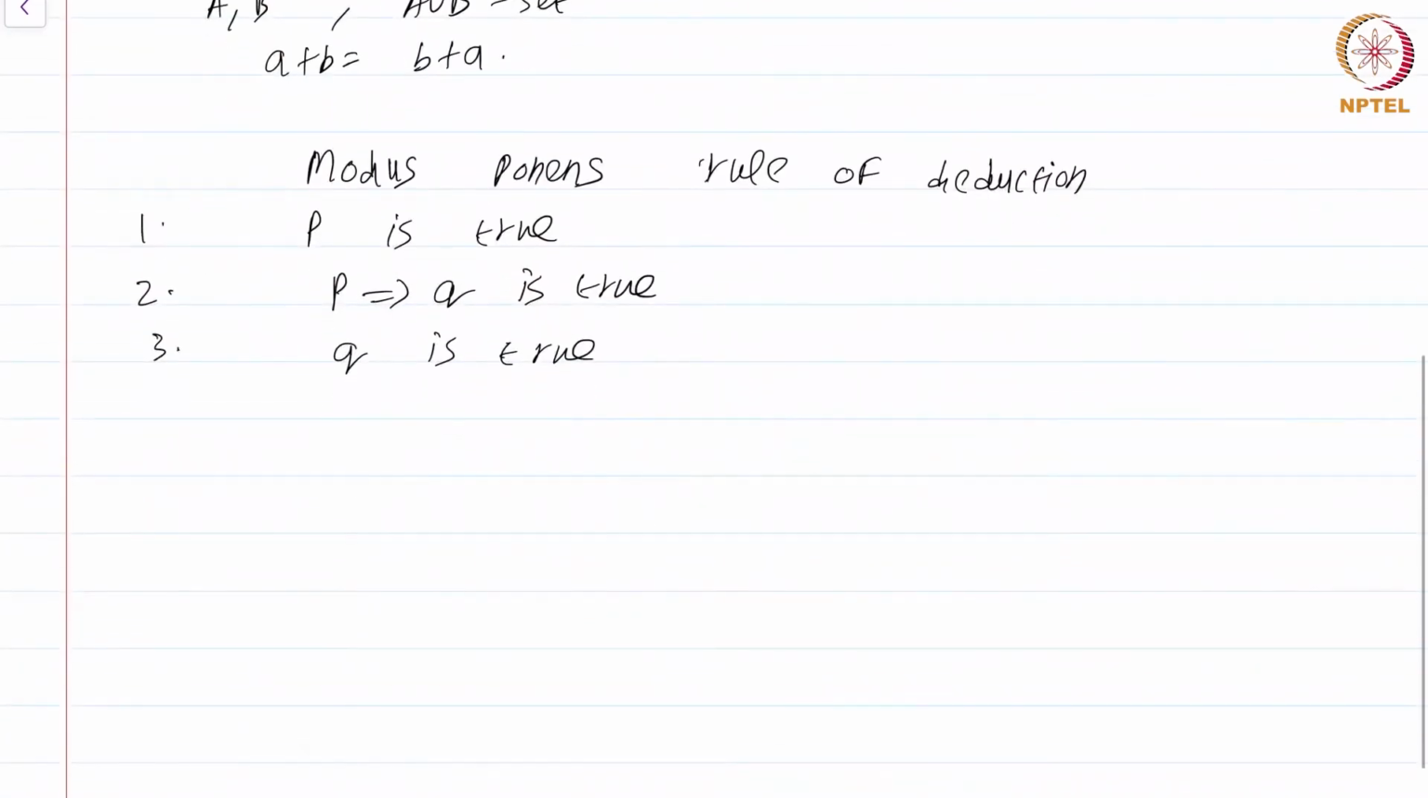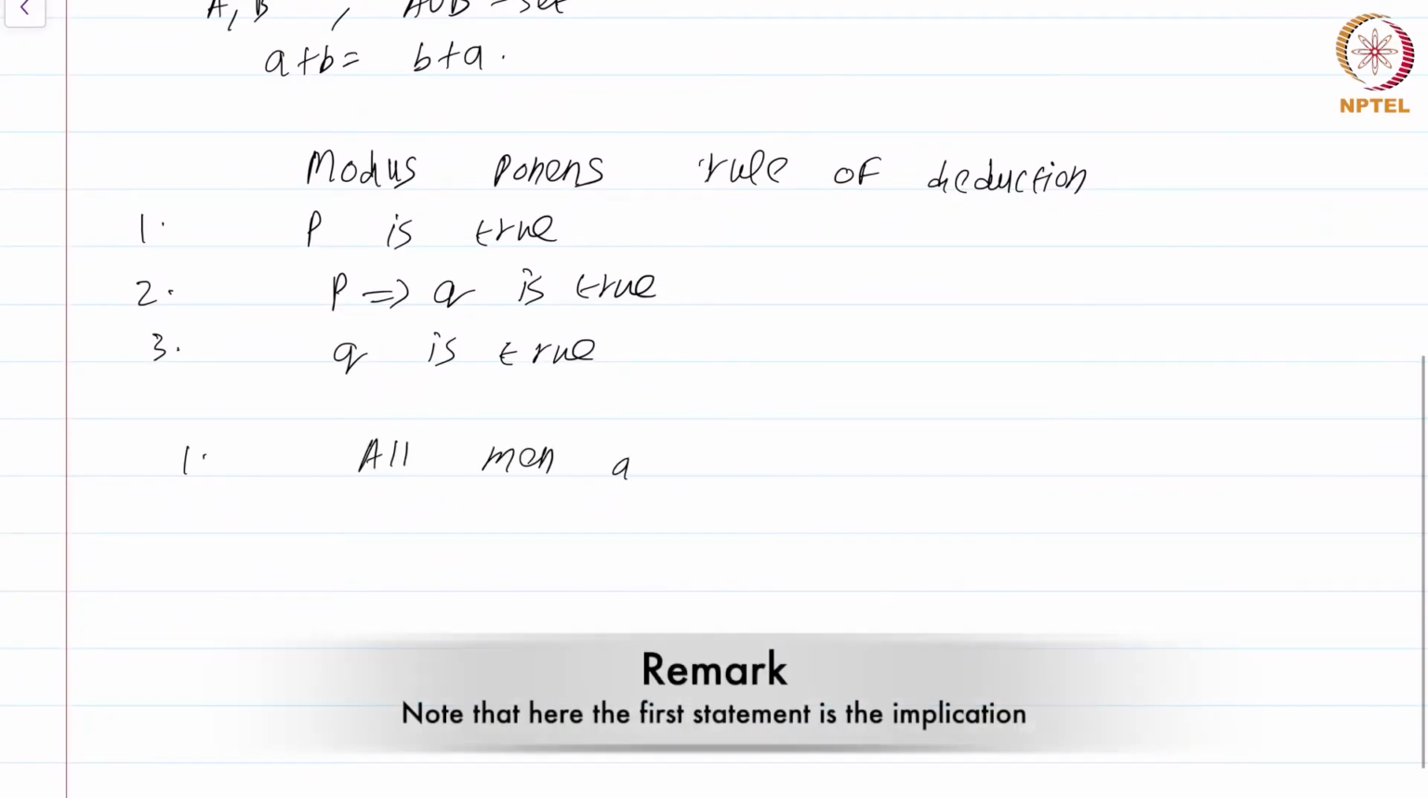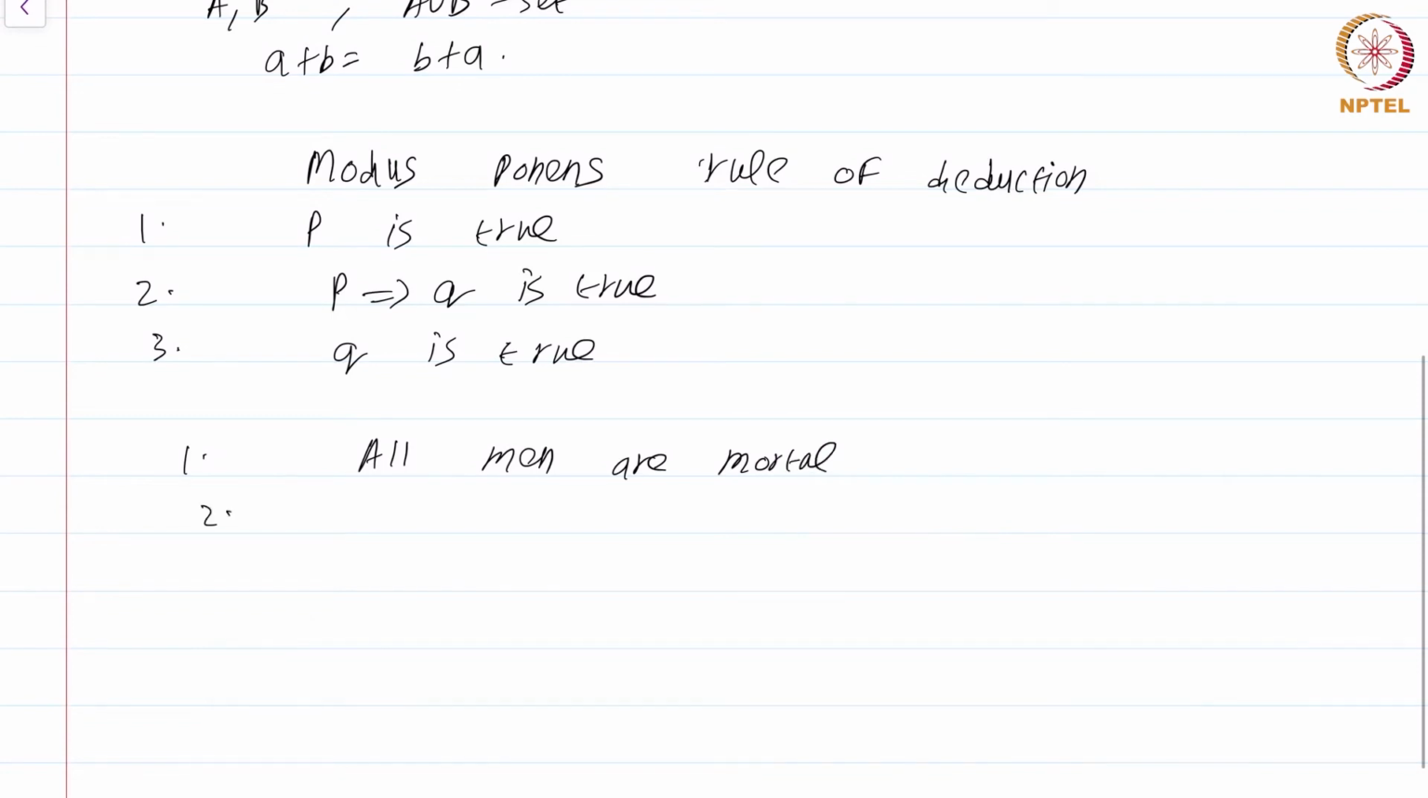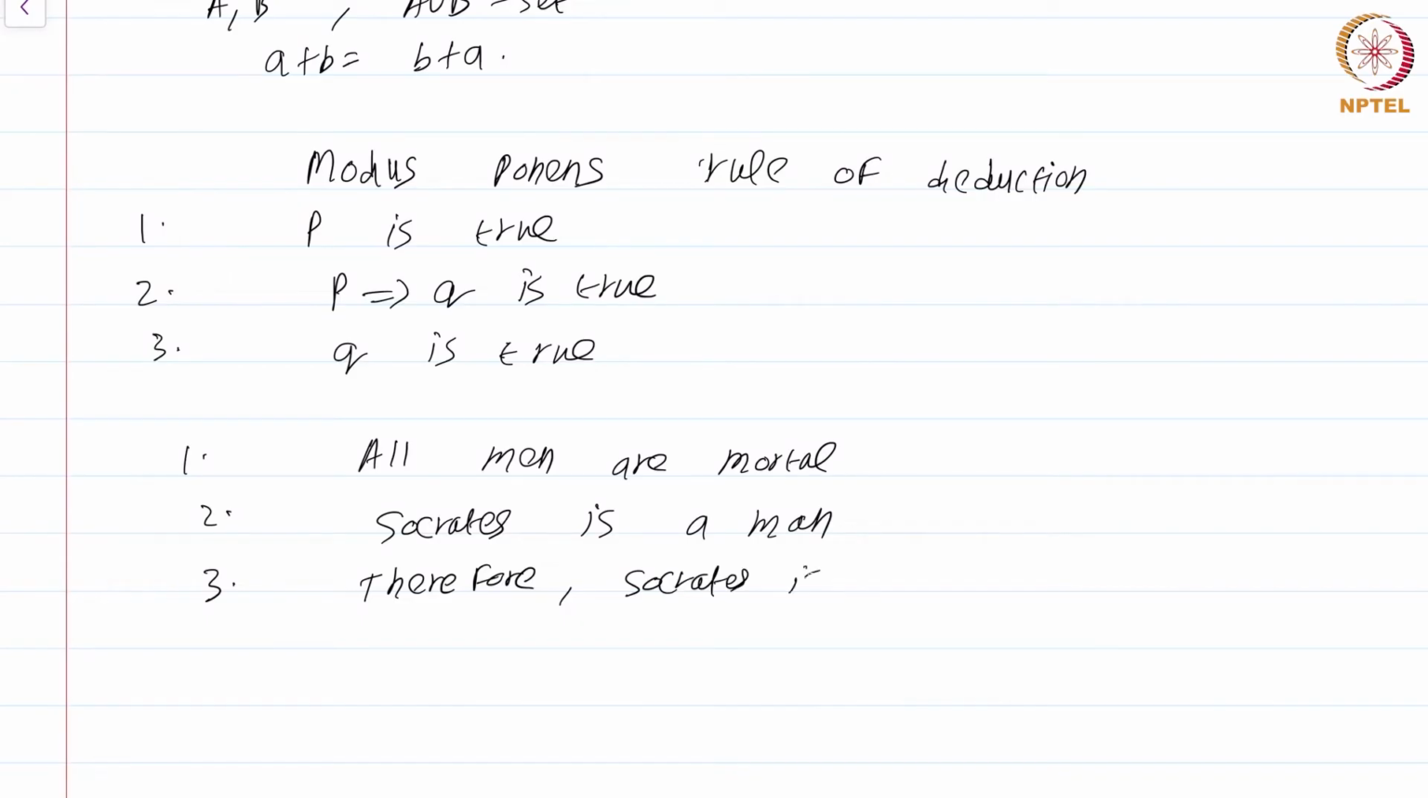It is famously illustrated in the following way. One: all men are mortal. This is taken to be true. Two: Socrates is a man. Three: therefore, Socrates is mortal. This is the classical illustration of this rule of deduction called modus ponens.